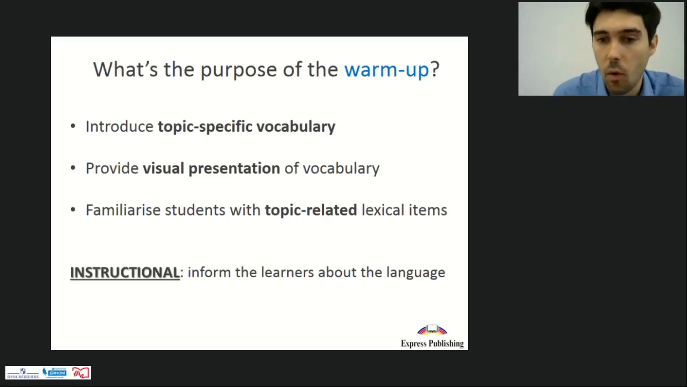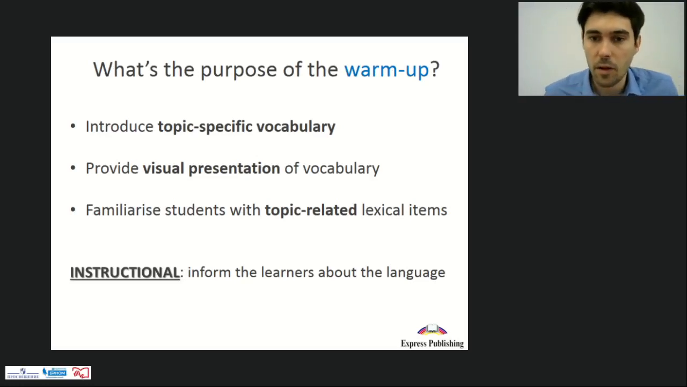And finally, our warm-up activity familiarizes our students with the topic-related lexical items. So before we begin working with the different skills, we introduce the vocabulary and we allow the students to acquire the vocabulary, practice it a little bit and become more familiarized with it. So in this way, by doing the warm-up, it's instructional. We are first of all informing the learners about the language, exposing them to the language they'll be using in their ESP course, and allowing them to be presented with it and familiarize themselves with it. So in this way, it's instructional.